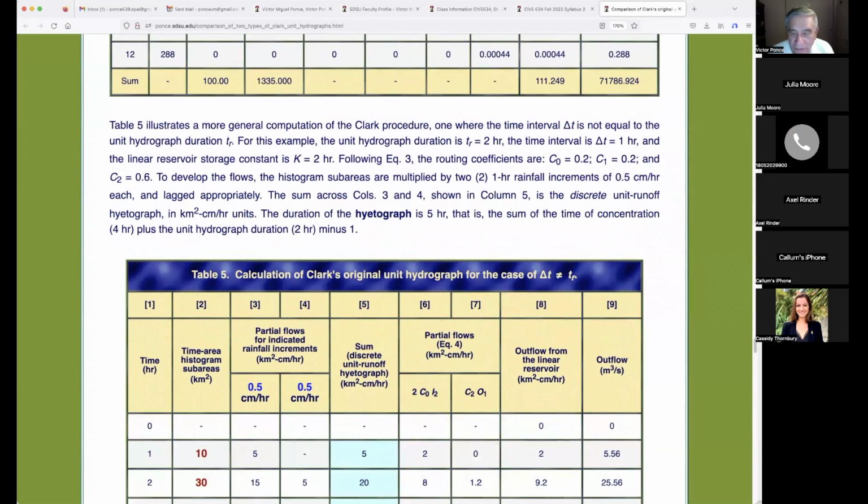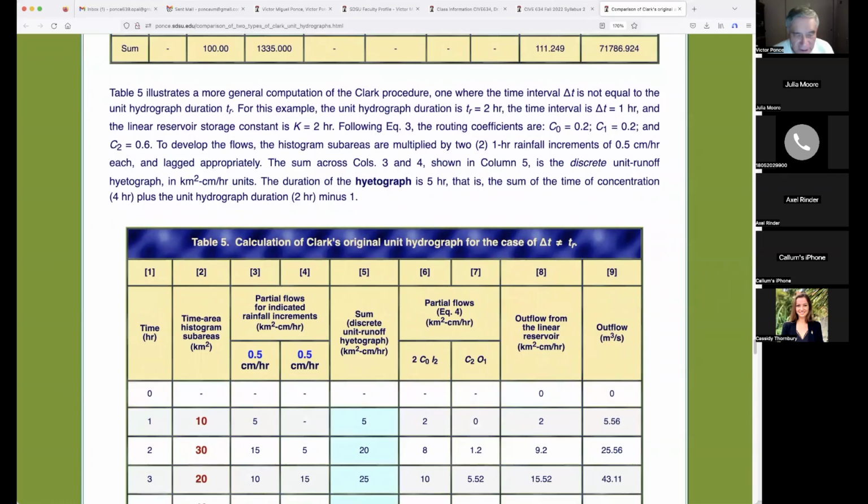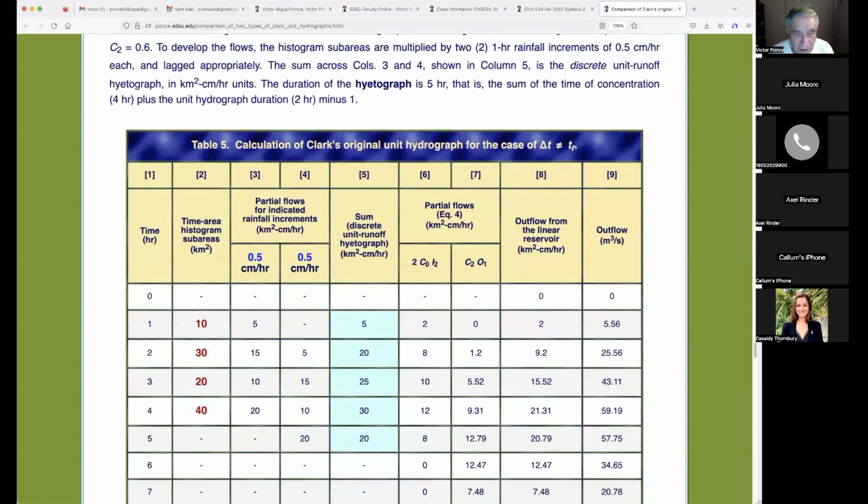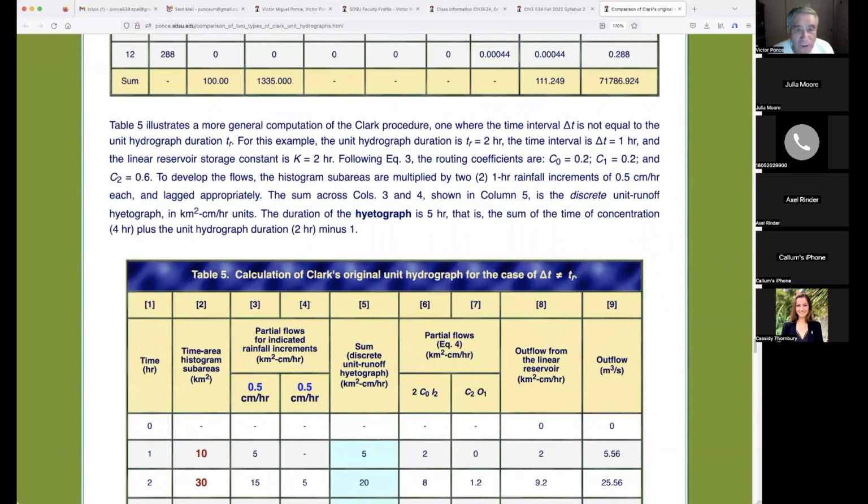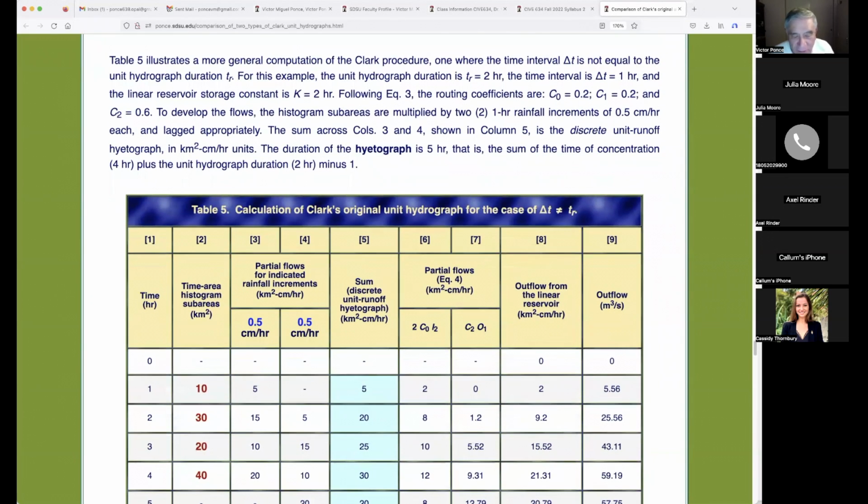Calculation of Clark's original for the case delta T, and we have in here. Now we're going to do table 5, which illustrates a more general computation. Now we're going to deviate from Clark. We're going to apply our own method, which is over here. This is our own method.